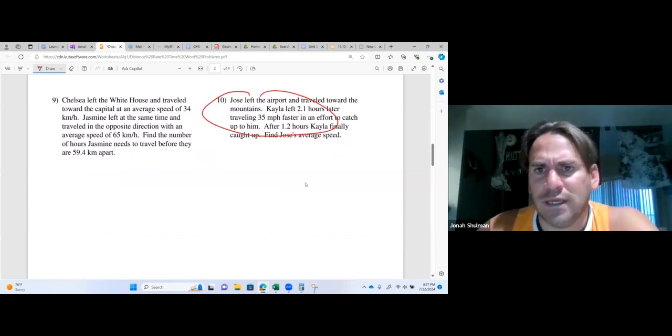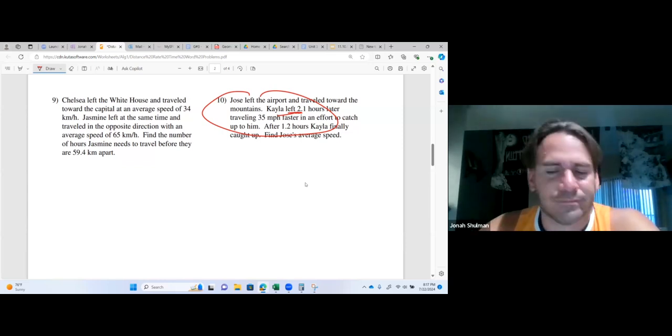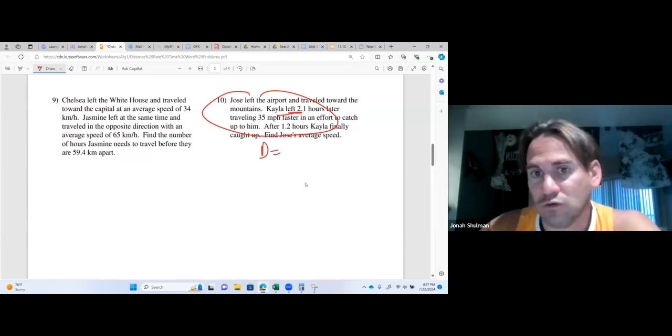All right, so we got Jose. He left the airport and traveled towards the mountain. Kayla left 2.1 hours later. Oh yeah, this is always the question that you get. It's always like speed, and there's like two trains going in opposite directions. It's always something like that. But you just have to remember distance equals rate times time.